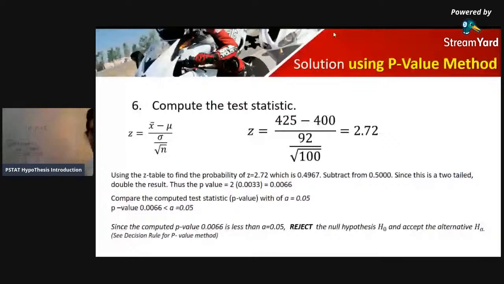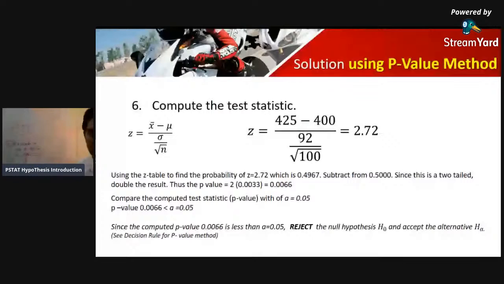So the value is 0.0033, since that is a two-tailed test. Sir, why did you multiply? So the computed probability is 0.0033 multiplied by 2. We multiply it by 2 because your test is a two-tailed.